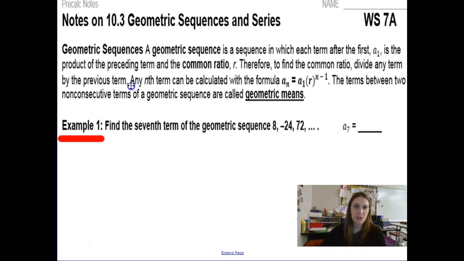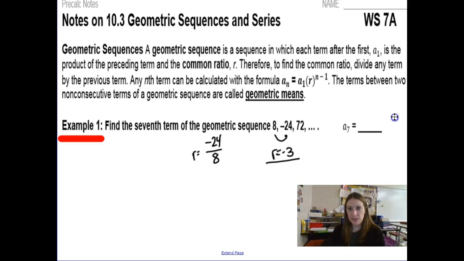So, the seventh term of a geometric sequence, here we go. You are welcome to expand out with the pattern, but you need to figure out the pattern before you can do that. The multiplier to go from here to here is -3. It's the common ratio. If you can't figure that out by looking, then you take the second term and divide it by the first term. That's a way to find the common ratio.